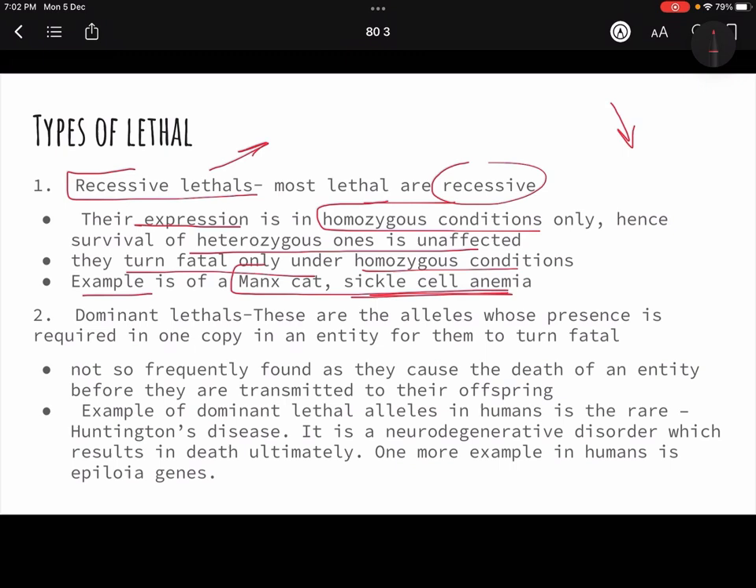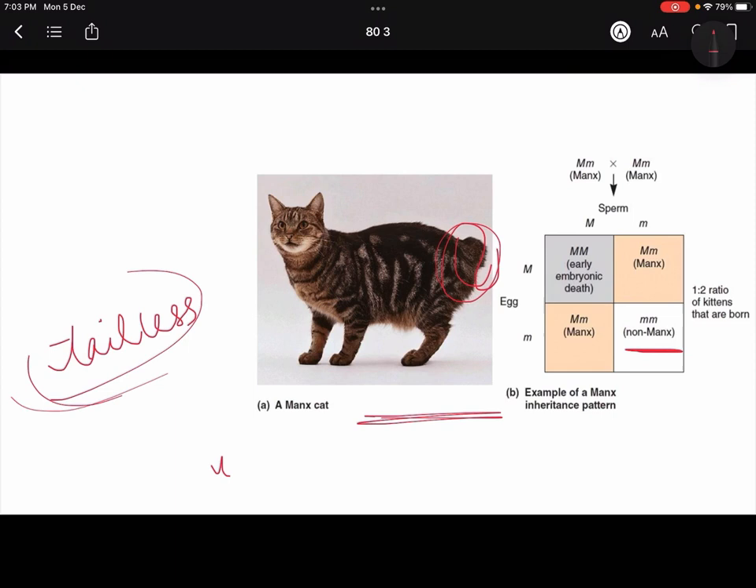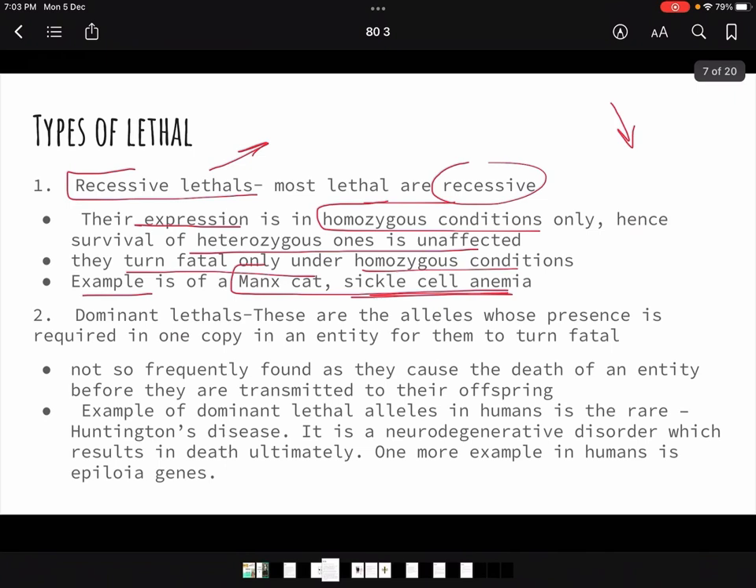So basically, in the case of this cat, it is a tailless cat. So taillessness is the recessive trait. Just like in sickle cell you get mild sickle cell disease, they become tailless, okay? So this is also a recessive lethal trait. And when it comes into the homozygous condition, it becomes fatal. So in recessive, it is only causing death when it becomes homozygous, okay?